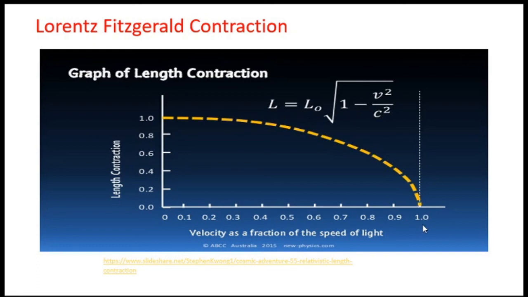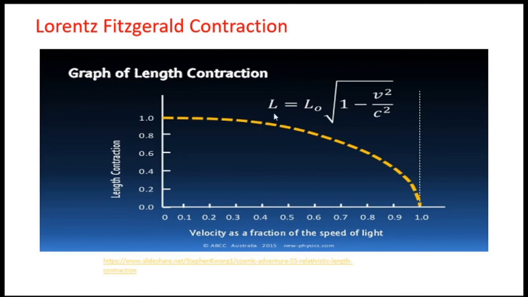Now here it is 1.0, means here the object is moving with a velocity v equal to c. So if v is equal to c, then under the root, v square by c square becomes 1. So 1 minus 1 is 0. In that case, the length of an object also becomes 0. So that is all about the Lorentz-Fitzgerald contraction, or simply the Lorentz contraction.